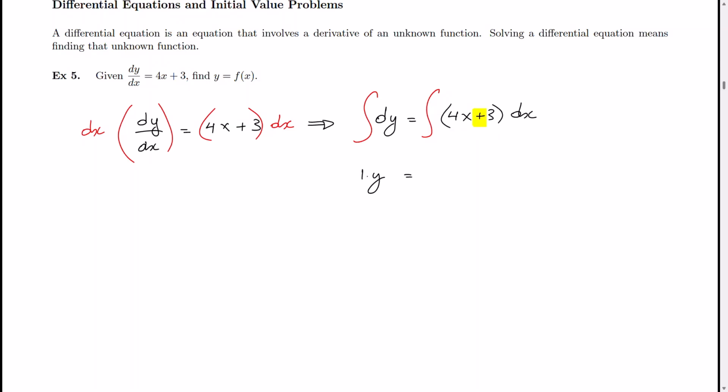So the 4x, we can kind of ignore the 4 and just focus on the x. The x has exponent 1, so we add 1 to it and we divide by the same quantity. Then we get to the 3. The 3 doesn't have any variable, so I'm just going to give it a variable. Which variable do I give it? I look over here, it says x. I need to give it the variable x.